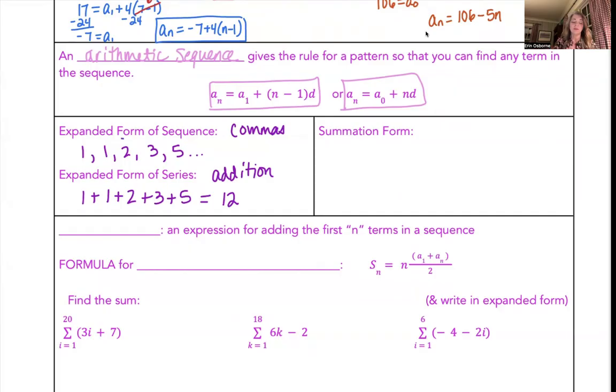So expanded form means you write out everything in the sequence or series, but then whether you separate with commas or with plus signs depends on which it is.